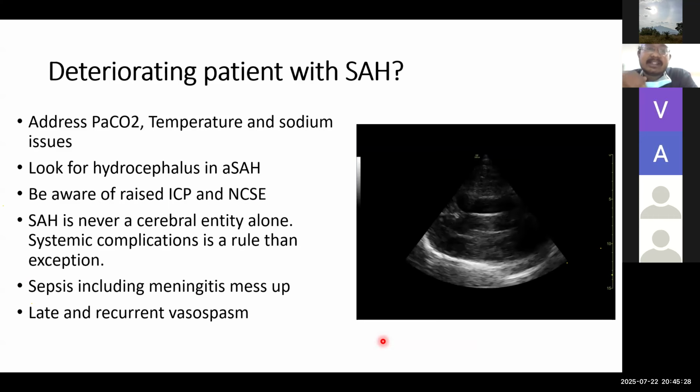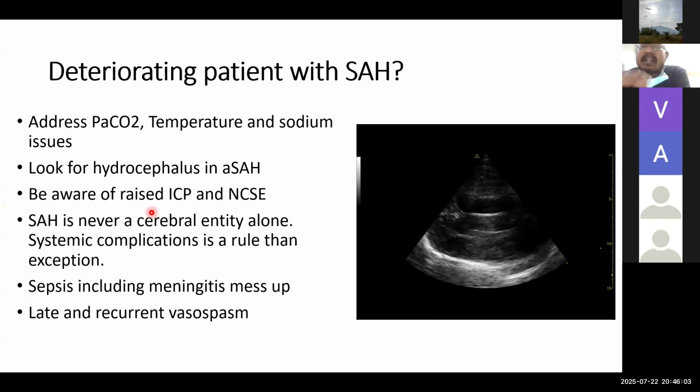and it is one of the important causes of neurological deterioration in SAH. So I would say if there is a deteriorating patient with SAH, address PaCO2, because both hypocarbia and hypercarbia are deleterious. And temperature: fever is an important cause for augmenting blood flows, which is not good. There will be a break in cerebral autoregulation. Hyponatremia is bad in SAH. Look for hydrocephalus. Be aware of raised ICP and non-convulsive status epilepticus.